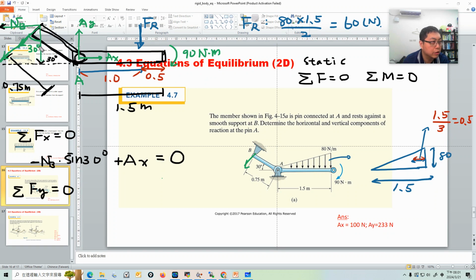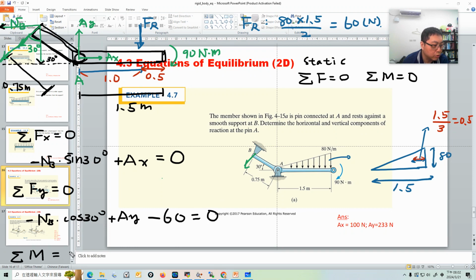The Y component is 0. This normal force has a Y component. It's MB cosine 30 degrees, and it points down, so it's negative. And here AY is positive, and we have the resultant force pointing down, which is 60. Anything else? No. We still have one equation but two unknowns, so we use the final one.